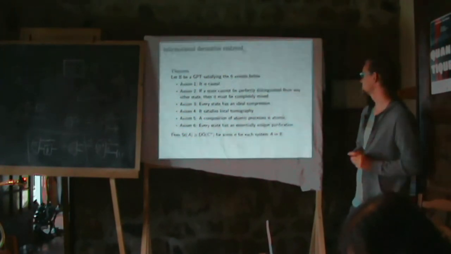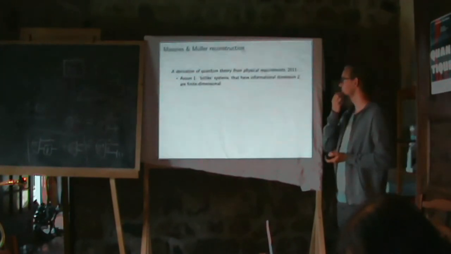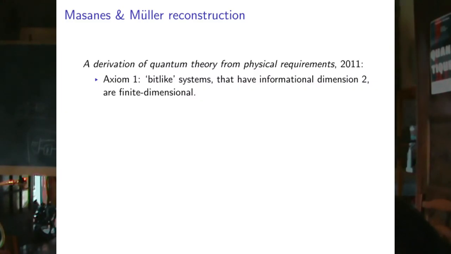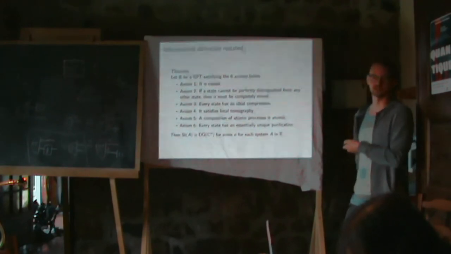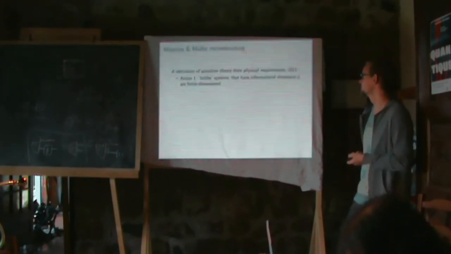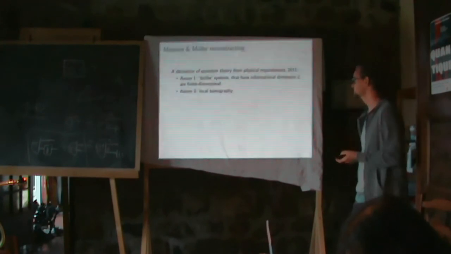I'm just going to go to the next derivation, which was published around the same time. They have a slightly different set of axioms. The first axiom says that bit-like systems, and a bit-like system is something that has informational dimension 2, are finite dimensional. This is also assumed implicitly in this reconstruction, for instance, that everything is finite dimensional. So they just state it explicitly.